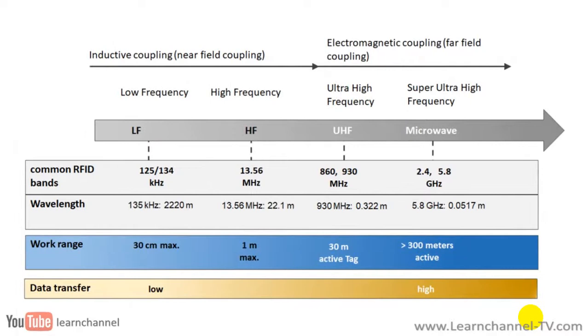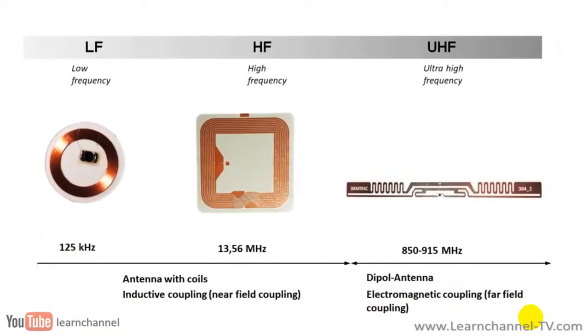What you see from this draft is that the distance range and data transfer mainly depend on the frequency. These frequencies are fixed and the components are not interchangeable. That's also because each frequency range requires its own antenna. In general, it can be said the higher the frequency, the smaller the antenna.